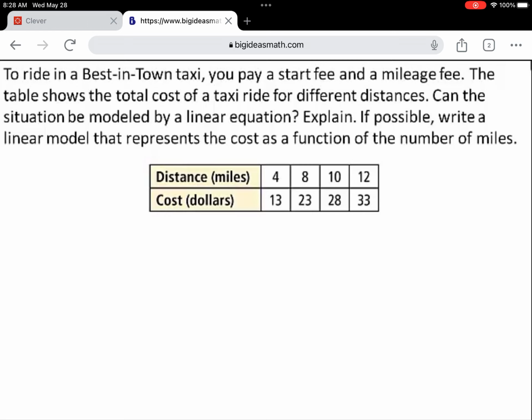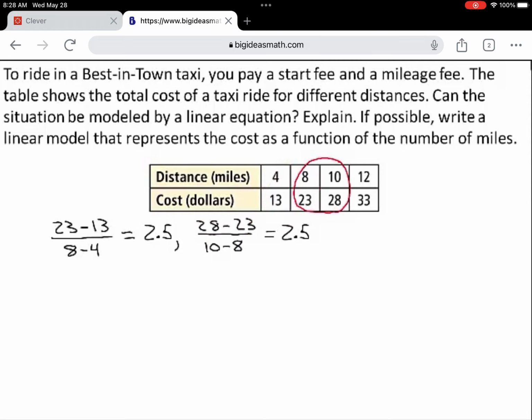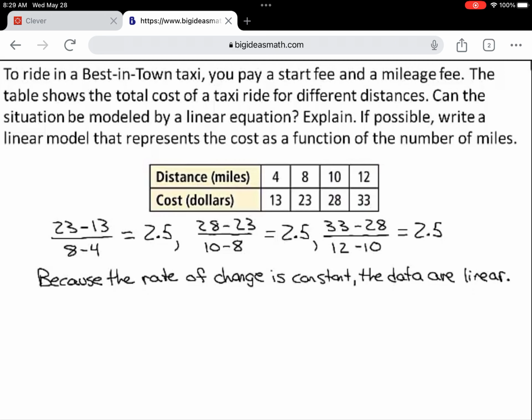The rate of change from 4 miles to 8 miles is given by the quantity 23 minus 13 divided by the quantity 8 minus 4, which equals 2 5/10. The rate of change between 8 and 10 miles is given by the quantity 28 minus 23 divided by the quantity 10 minus 8, which equals 2 5/10. And the rate of change between 10 and 12 miles is given by the quantity 33 minus 28 divided by the quantity 12 minus 10, which equals 2 5/10. Because the rate of change is constant, the data are linear.